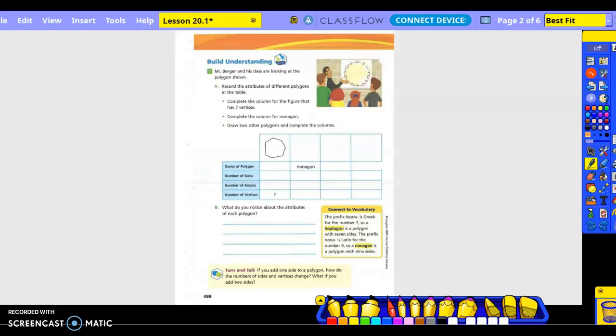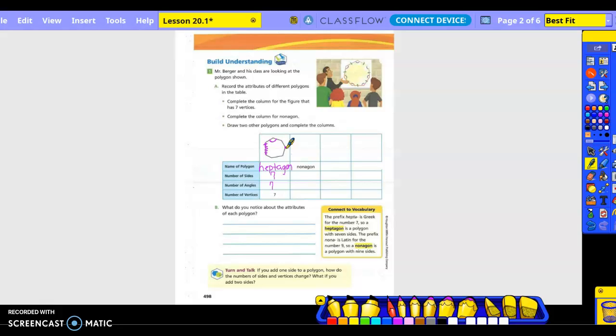Heptagon. And we said it has 7 sides, 7 angles, and 7 vertices. So sides would be this right here, correct? Angle would be this right here. And then vertices, what's a vertex? Isn't it like a corner? Yeah, where two sides come to a point, right? So like these would be the vertices.